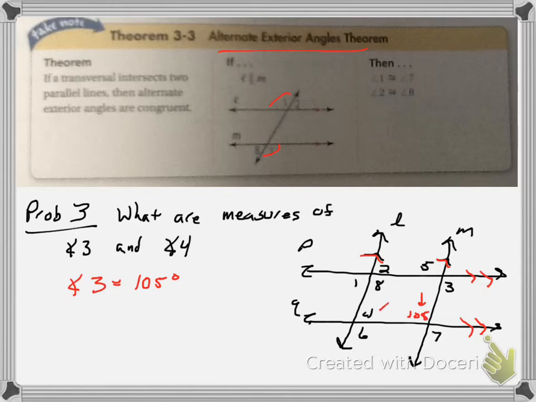Angle 4 is right here, so if we look at this line with that transversal with these two parallel lines, they're same side interior. So angle 4 plus 105 equals 180 degrees. If I subtract 105, angle 4 equals 75 degrees.